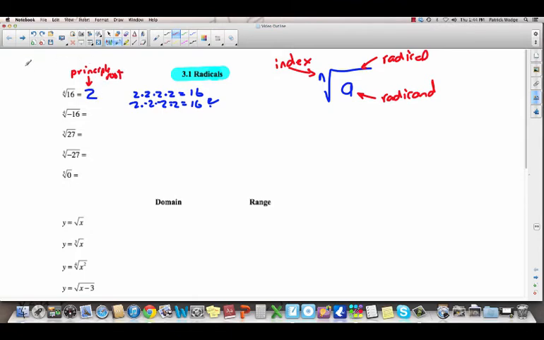Now this is for even indices. For even indices, only the principal root is what you take.